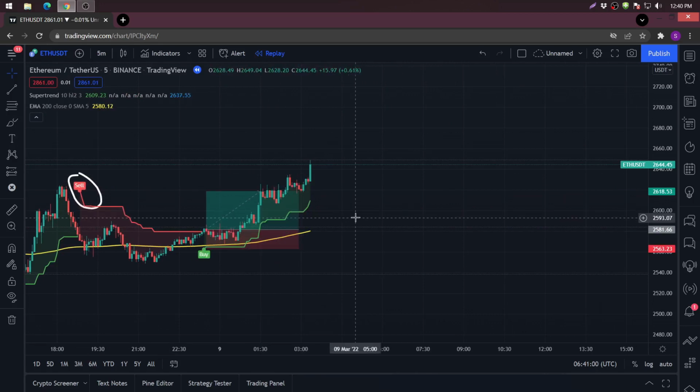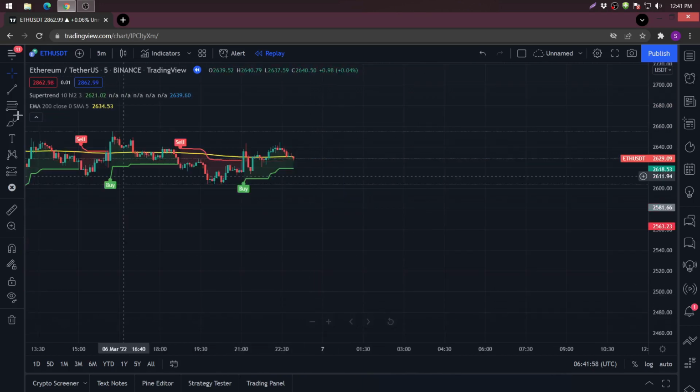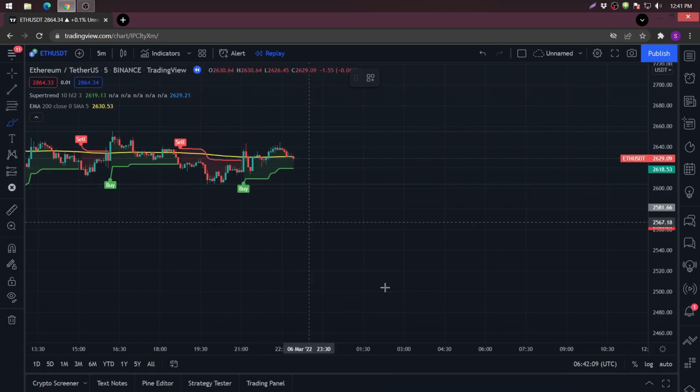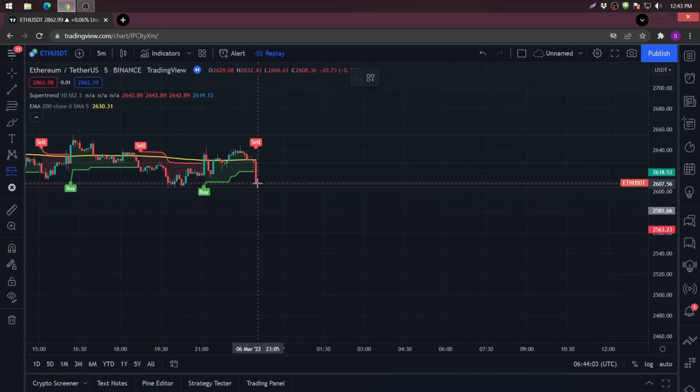So if you also have risk management knowledge, you can increase your profit target as well. So let's go with a sell signal. In this chart, price is below the 200 EMA. Also the buy signal is still active, so we are just waiting for a sell signal. After a few minutes, you can see the sell signal appear, and this is our sell signal.